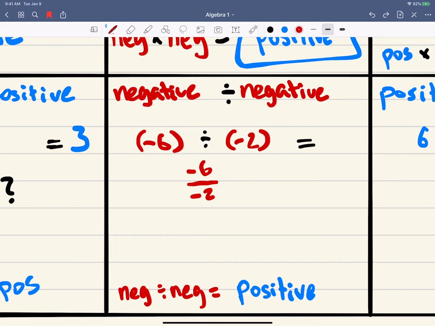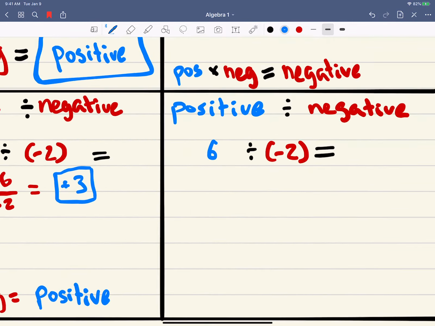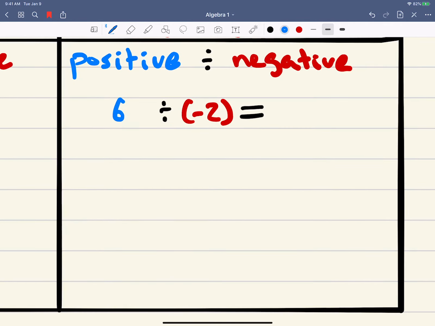You see, it's negative over a negative. That's gonna equal a positive. So what's 6 divided by 2? That's 3. And because it's negative over negative, it's going to become positive. Okay? So negative divided by negative is positive. All right? And now we get to our last case. Positive divided by negative. All right? So if you have positive divided by a negative, the rule says that our answer is going to be, you guessed it, negative.